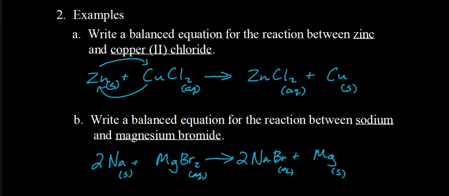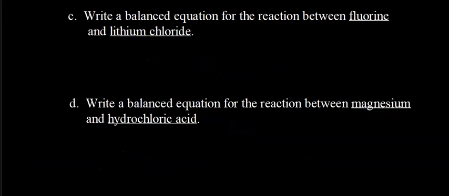So checking the activity series, sodium can replace magnesium. So your products are sodium bromide and magnesium metal. Coefficients 2, 1, 2, 1. If you have it in this order, if you switch the magnesium and sodium bromide on the right side, that's fine, as long as they're both on the right side. Check to make sure your states of matter are also correct.